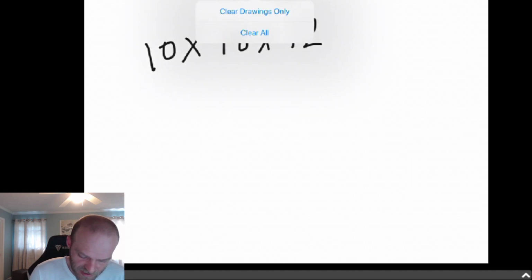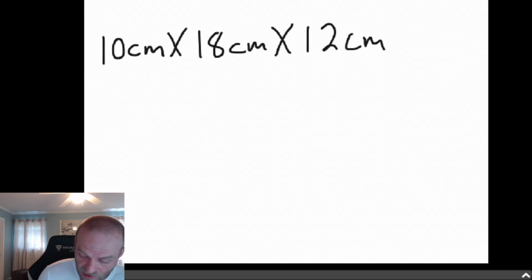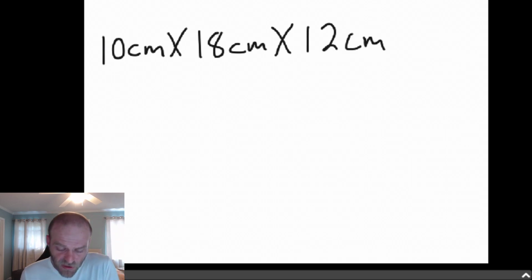Actually, I'm going to put all my units in there because I want to see. I think some people messed up. They didn't understand that density can be expressed in two different ways. It can be expressed in grams per milliliter. It can also be expressed in grams per centimeter cubed.